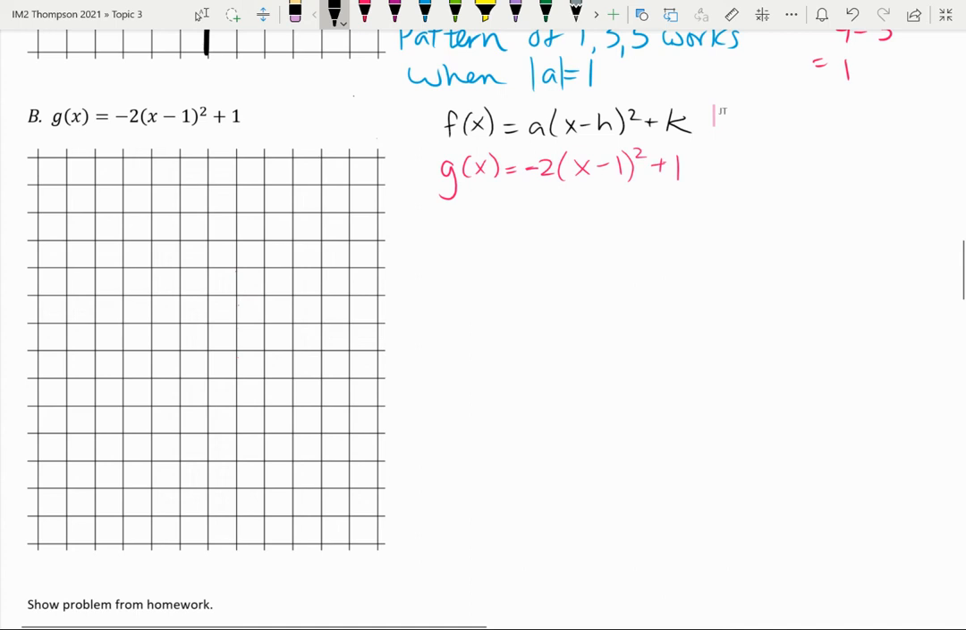Whatever I add or subtract to x always causes a horizontal shift, but it's backwards when I'm looking at x. So even though I have a minus 1 here, it's actually going to go to the right 1. And this plus 1 outside of the parentheses causes a vertical shift. Since it's positive, it's going to go up 1. So let's put all those pieces together.